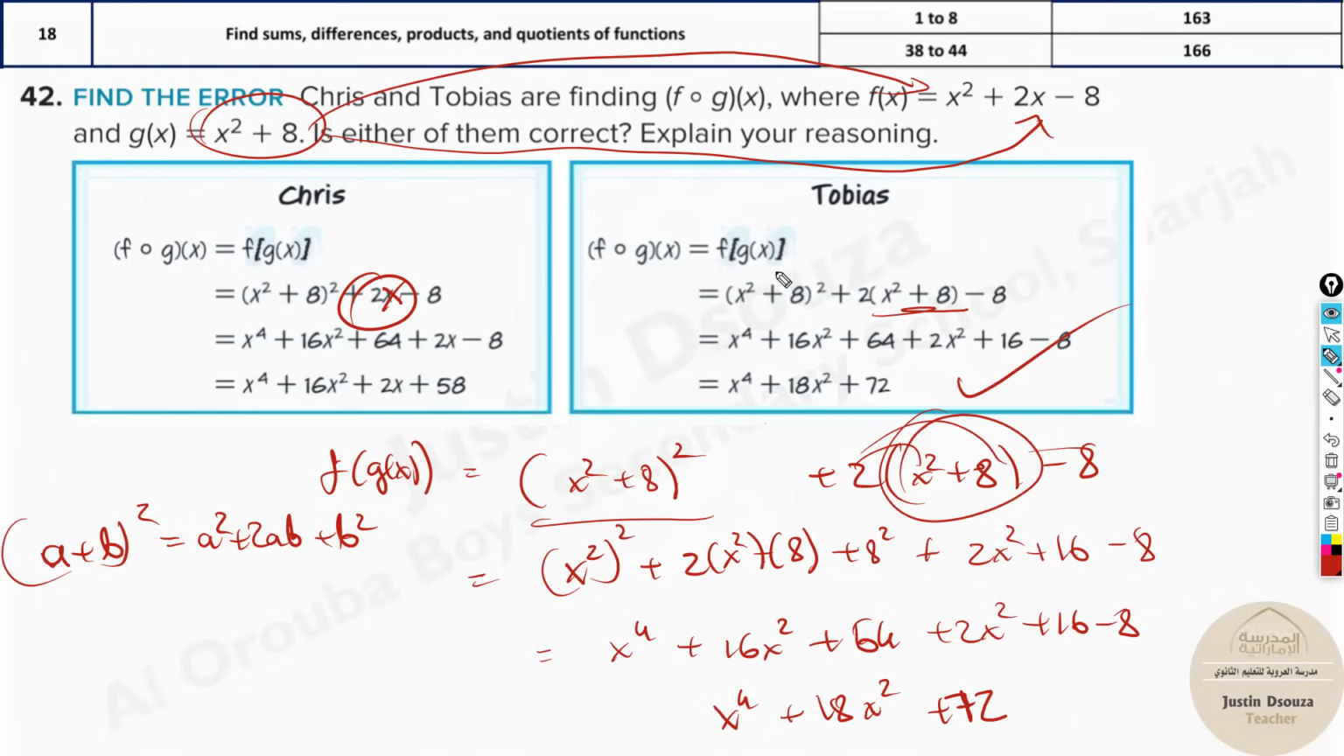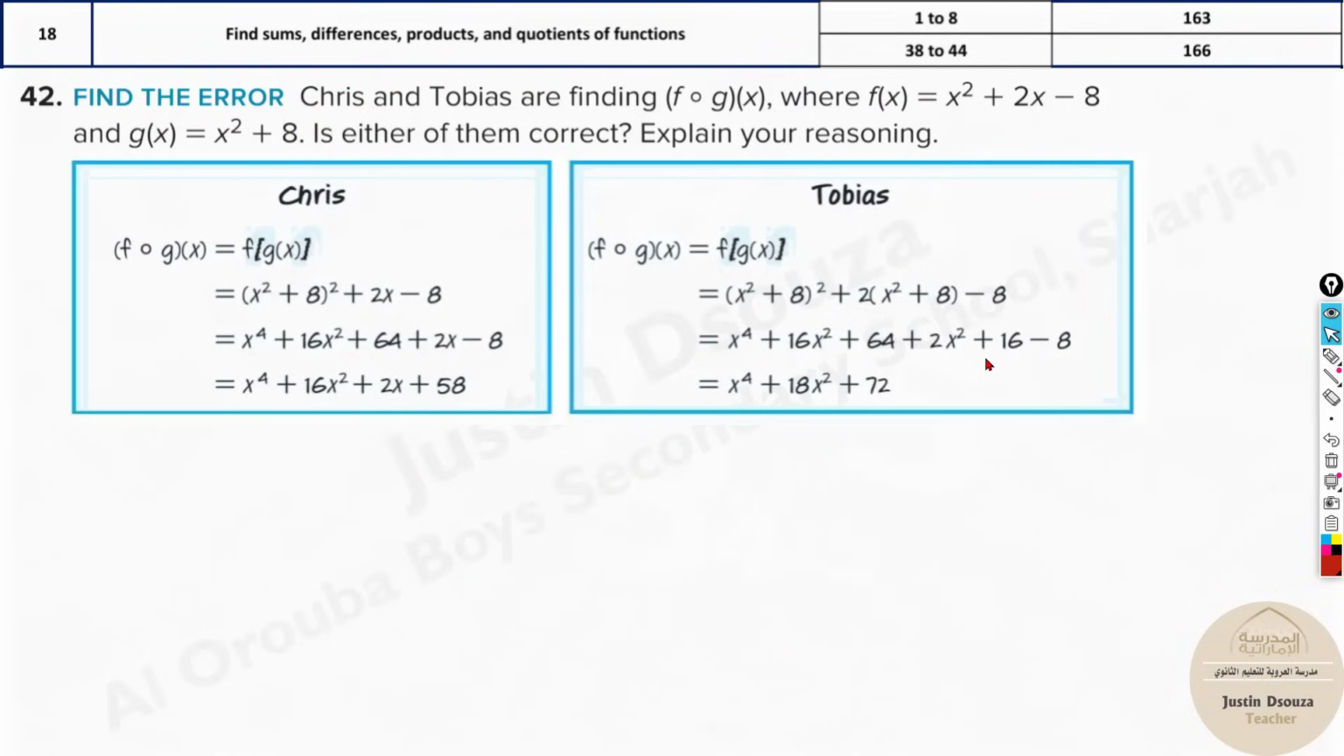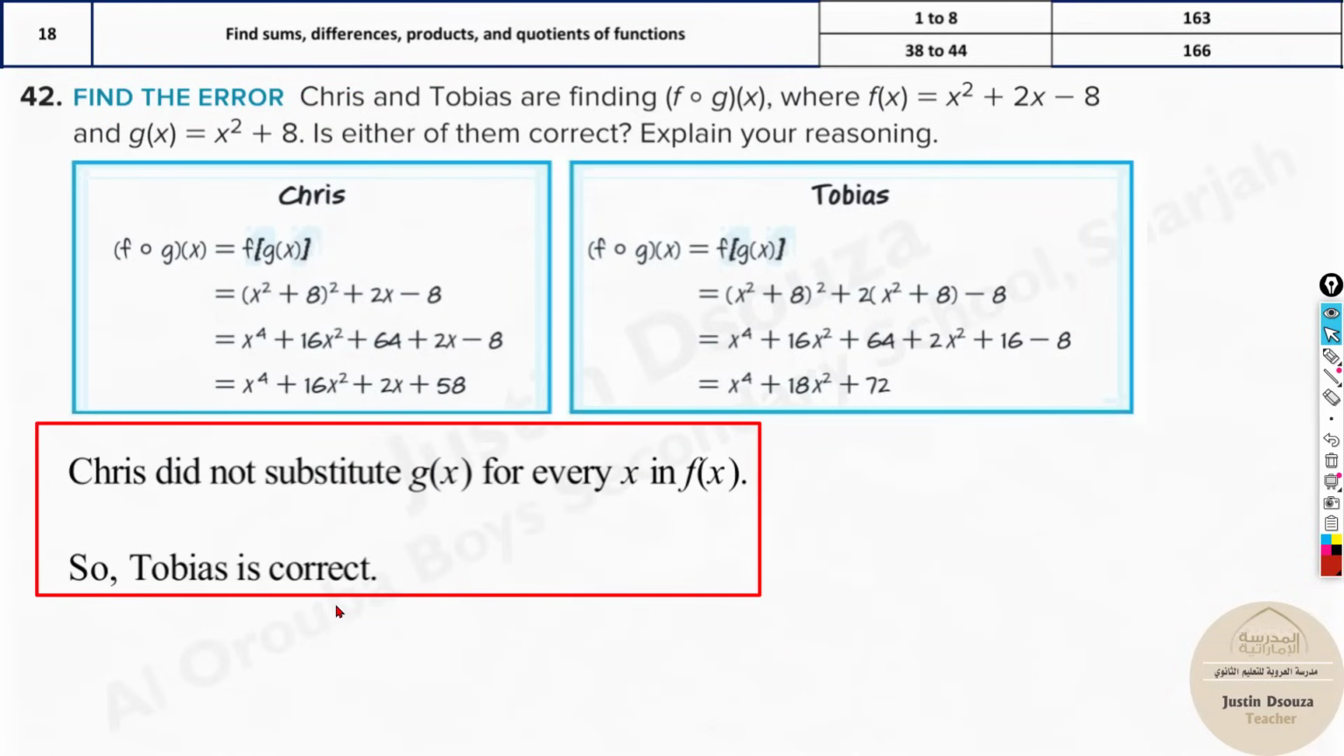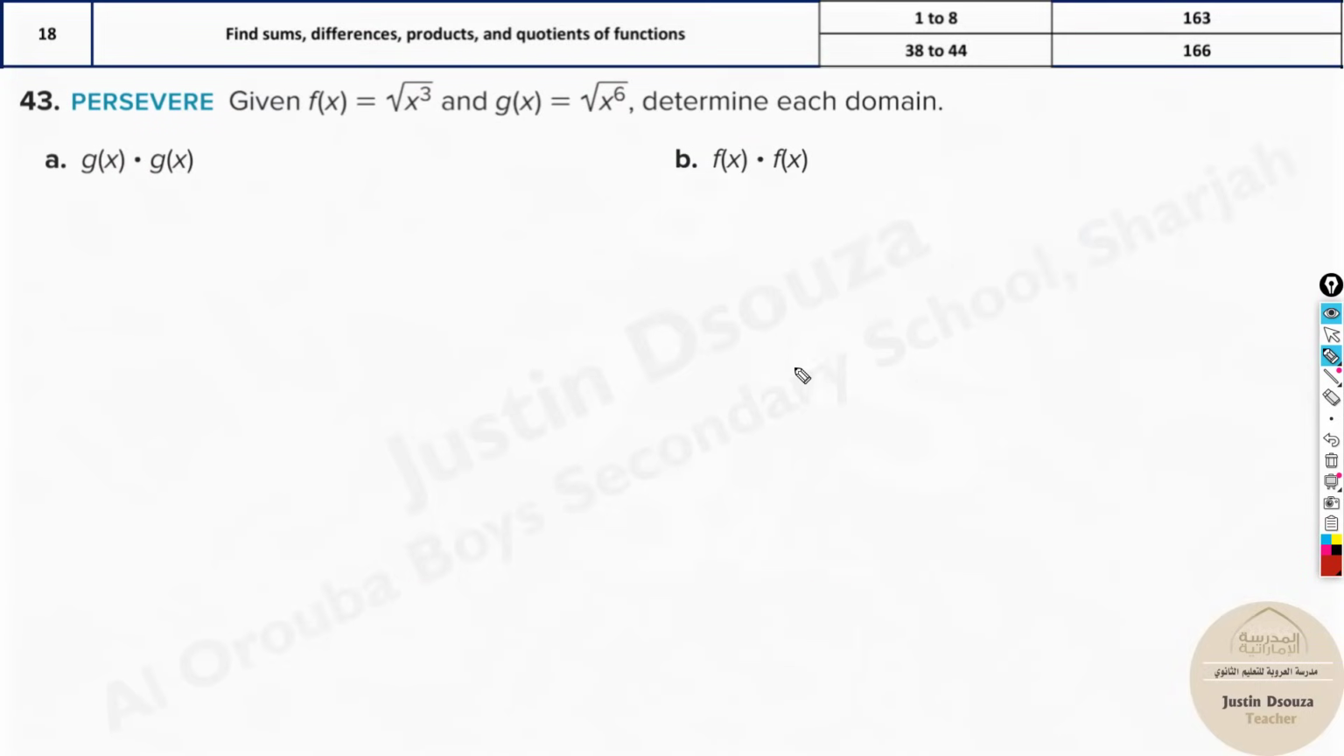See, you can directly look into both. It was the first step only. What if it was a long problem? The mistake would be somewhere down. So it's better you solve it by yourself and then you can easily tell which is correct. I hope that one is also clear. And Tobias is correct. Chris did not substitute g of x for every value of x in the function f of x. That's the thing.